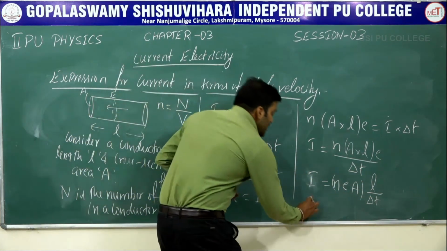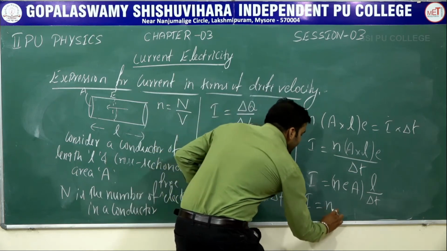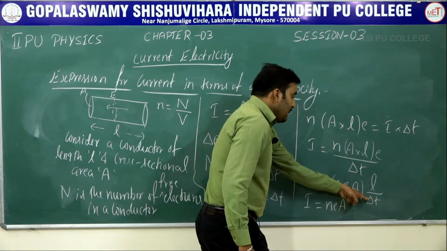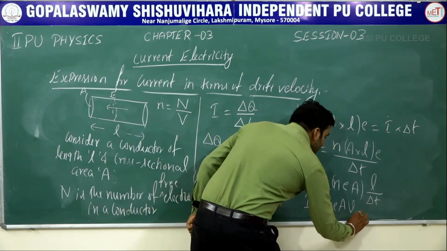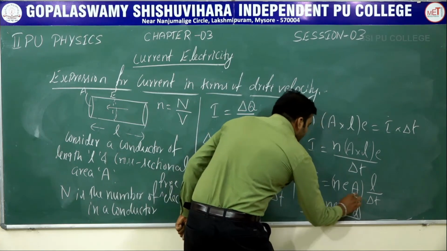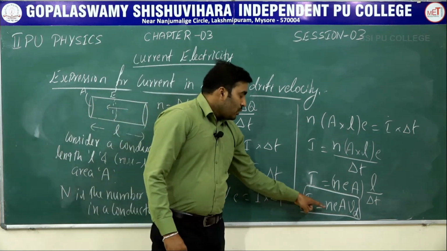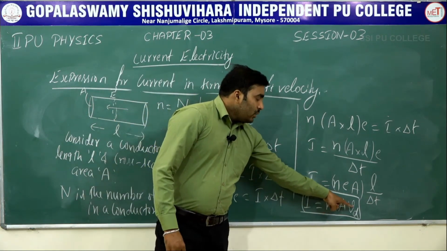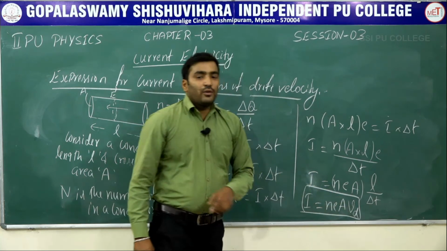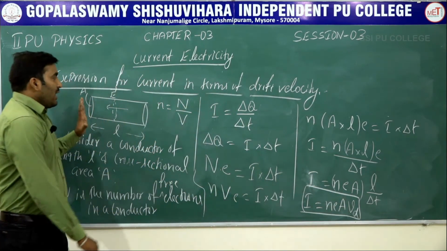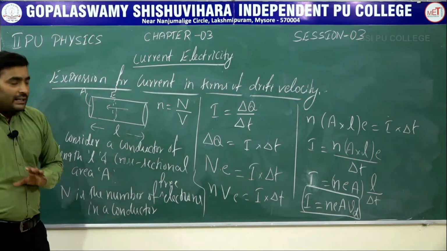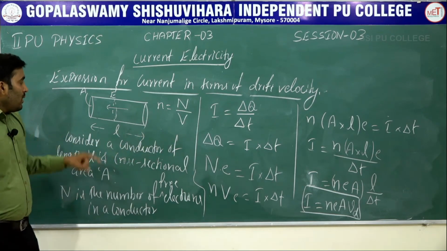You know that from the first year. So I will write N into E into A, this L by delta T as a velocity. That velocity is nothing but a drift velocity. So we got an expression for current as I is equal to NEA into VD, where VD is a drift velocity. So we have derived an expression for current in terms of drift velocity.